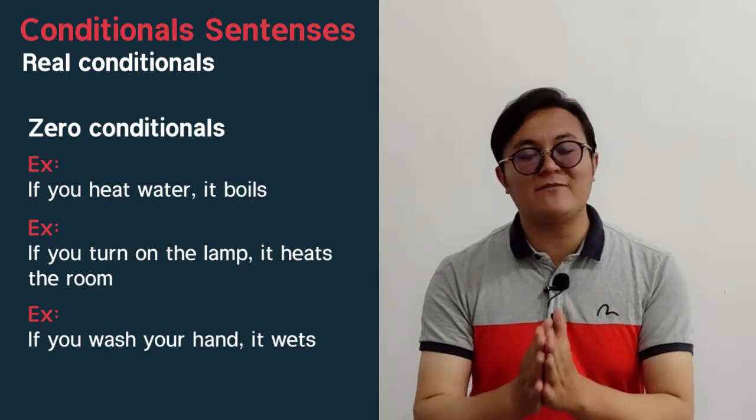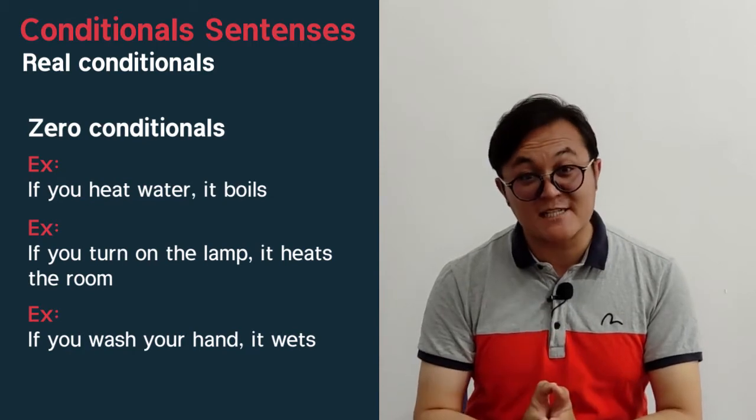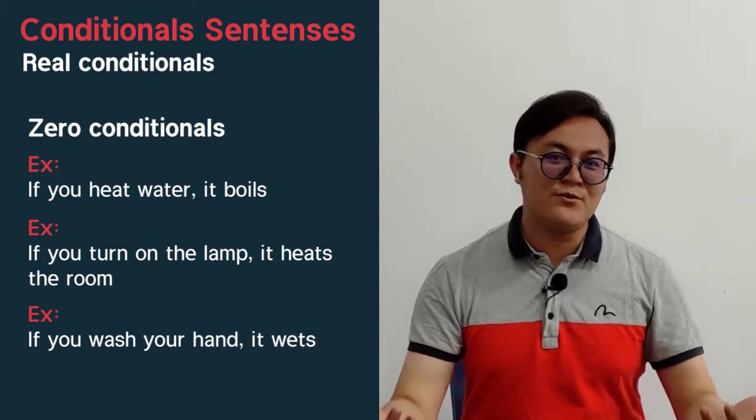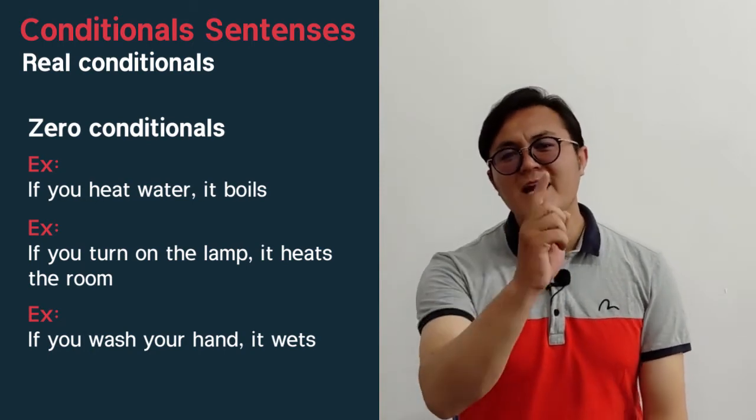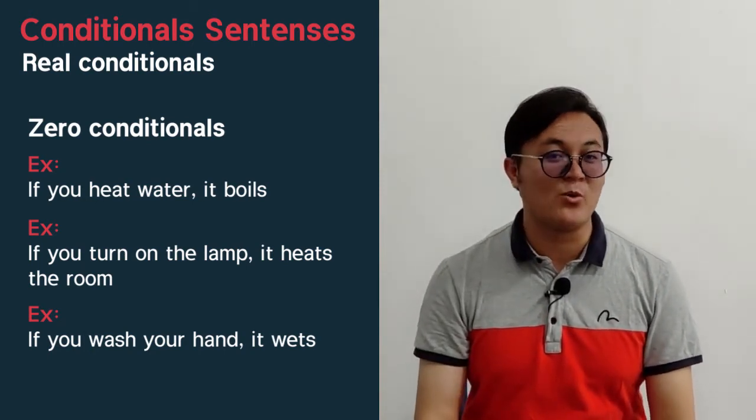So hundreds and thousands of other examples exist that of course they're true and it has been proven and there's no doubt on it. Another type of conditional sentence is called type 1.